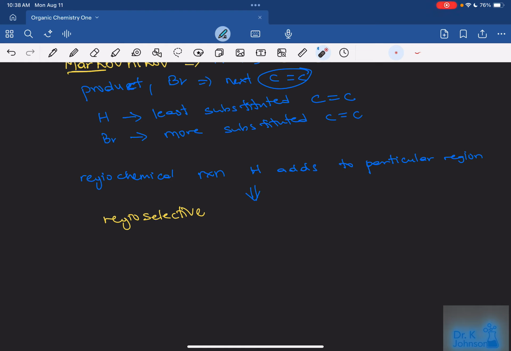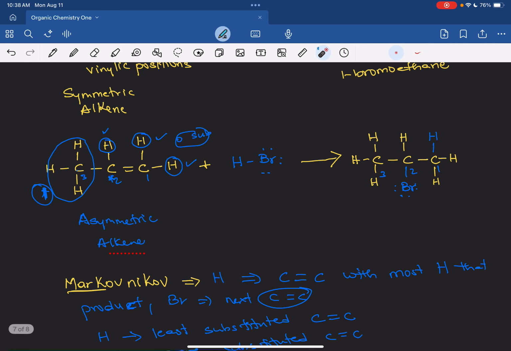So some textbooks will look at regioselective, which is the same concept, as simply meaning that in a reaction where you can possibly form more than one product, only one product is observed, right? You can have a reaction where more than one product is possible, but only one product is formed, even though two or three are possible. Let me use this reaction up here as my example.